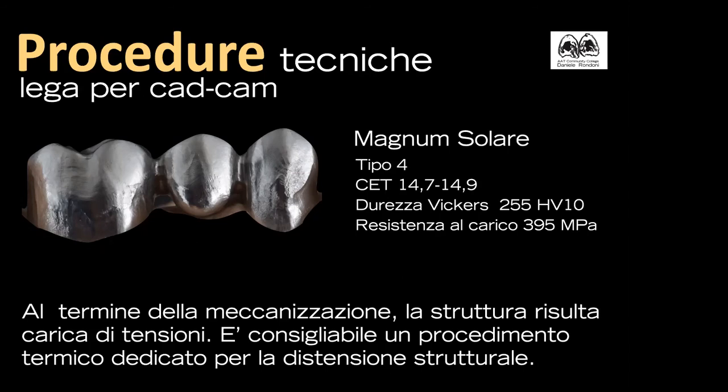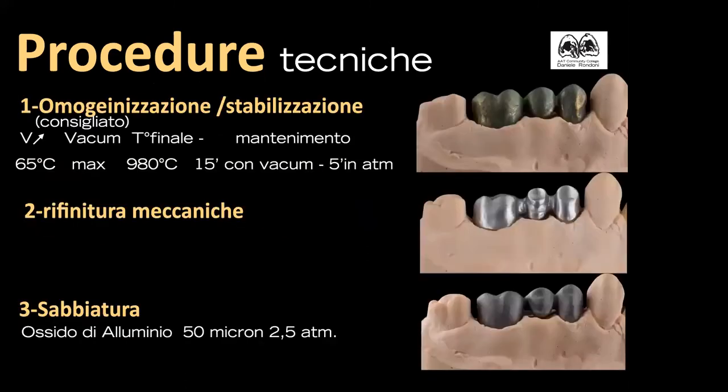At the end of the mechanization, even if the Mesa disc is not a cast disc, but obtained with an advanced technology, the structure is full of tensions. A dedicated thermal process is recommended for structural stress relief. The technical procedures I advise is homogenization and stabilization.